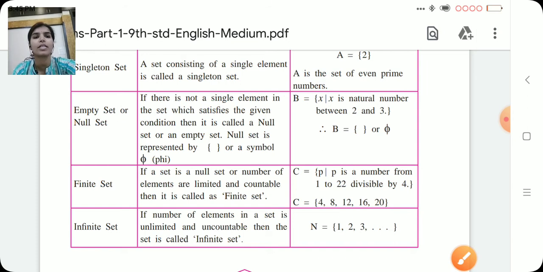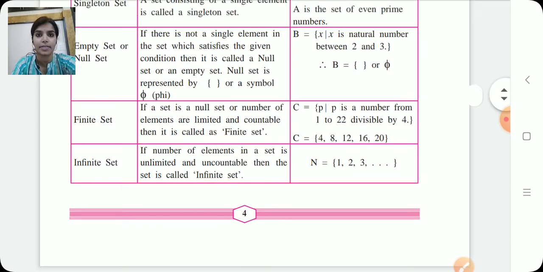Then we discuss the finite set. If a set is a null set or the number of elements is limited and countable, then it is called a finite set. That means in your set you can say that only 5 elements are there, or only 10. So there are a fixed number of elements in your set, then it is a finite set.